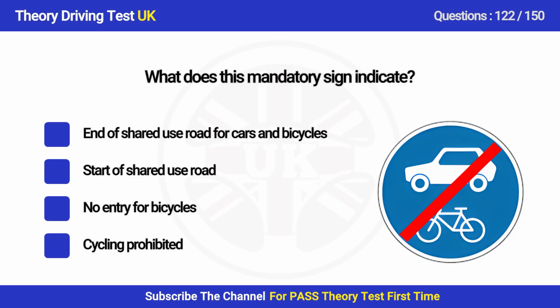A. End of shared use road for cars and bicycles. B. Start of shared use road. C. No entry for bicycles. D. Cycling prohibited.